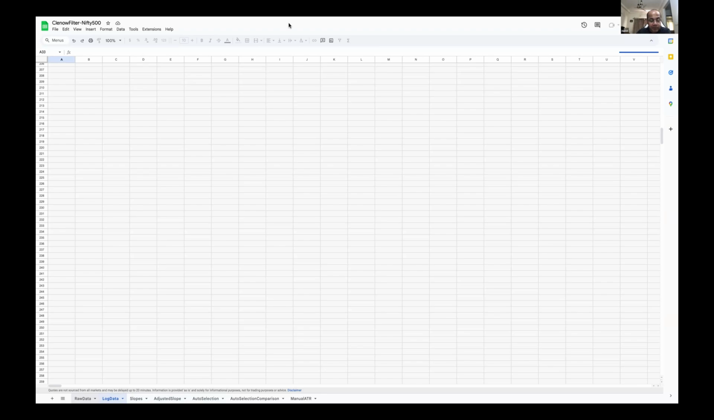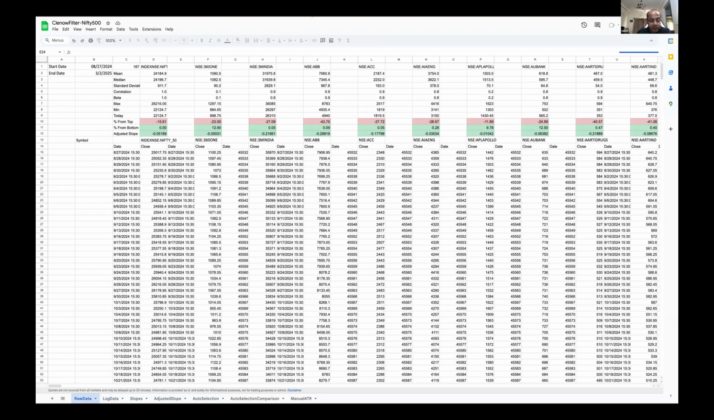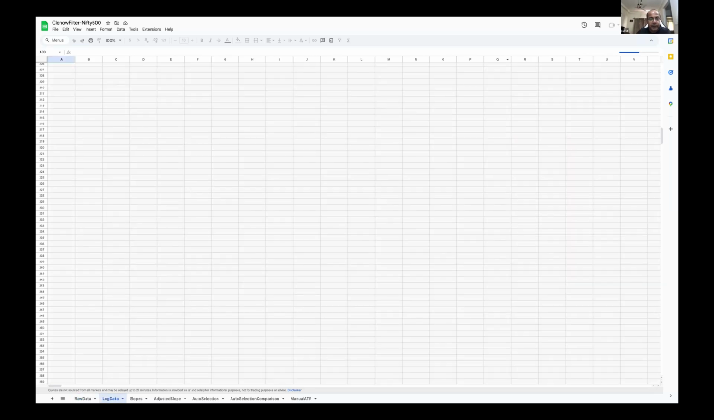But anyway, what it does is it does some calculation on each of these sheets, and then automatically selects the one that has the best ranking based on the adjusted slope. And these are the ones that it has picked up for me.